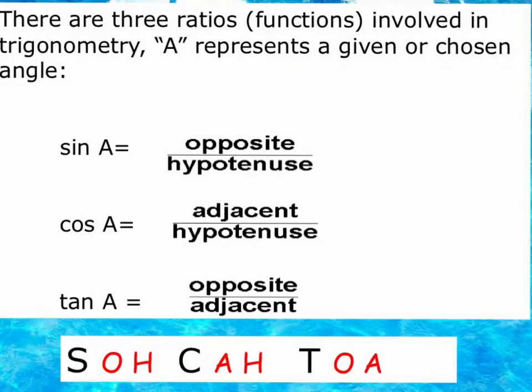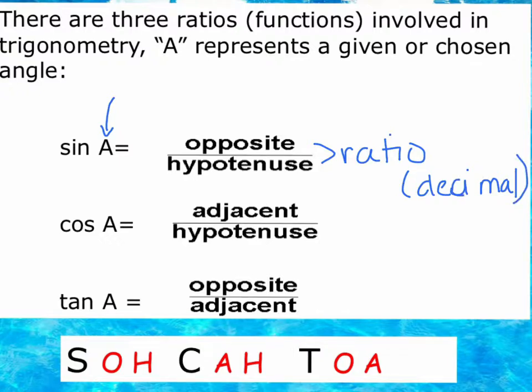This slide was in the last video, but I just want to remind you about SOHCAHTOA and the 3 trig ratios we're going to be using for right triangles. Remember that A represents the angle, and the opposite over hypotenuse is your ratio. If you plug it into your calculator, you should be given a decimal answer. There is a way to get it just as a ratio or fraction, but most likely it will be a decimal answer.